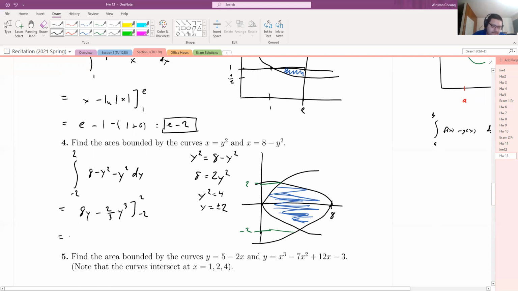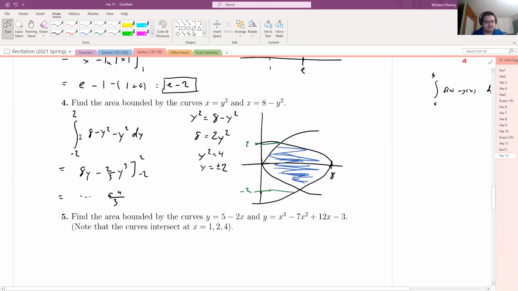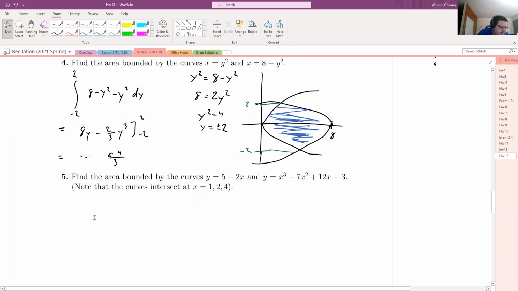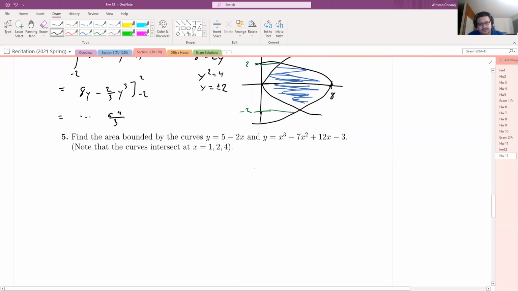I'm going to just cut out the calculation work. You can fill that in. 64 over 3. This one you can actually do by hand, I just feel like writing it down. But 5 is where the calculation work is actually rather terrible. And that one I will suppress as well, but you'll have to at least write a little bit more.